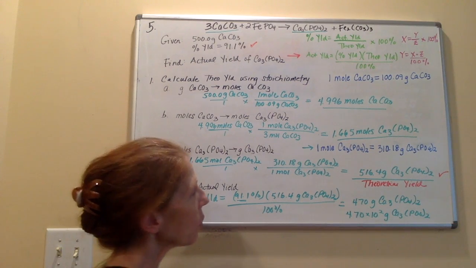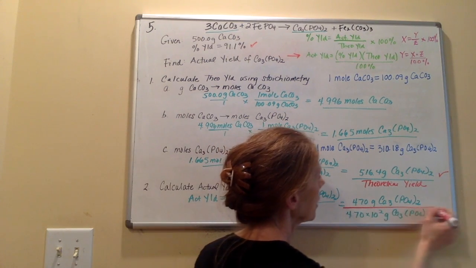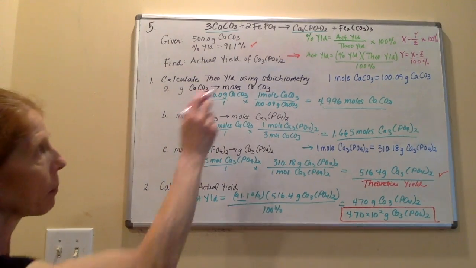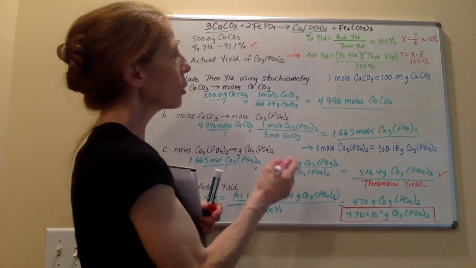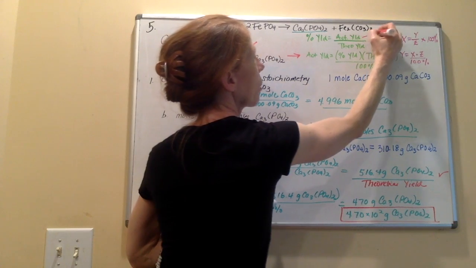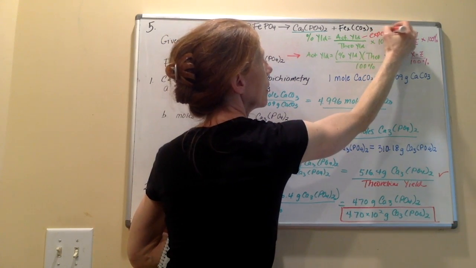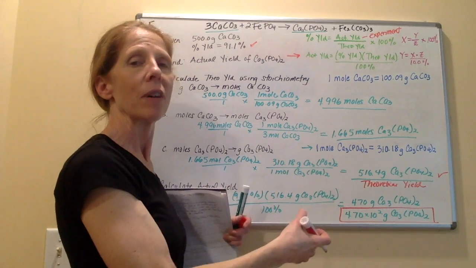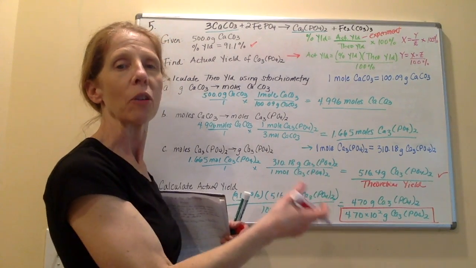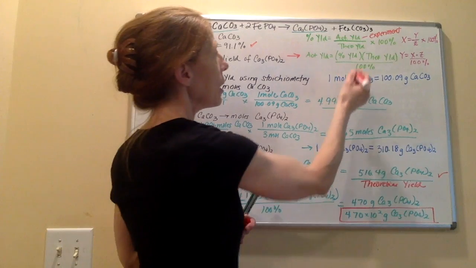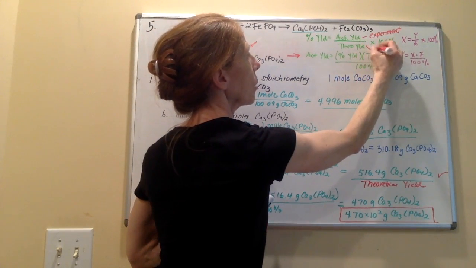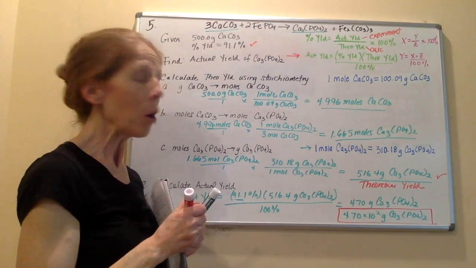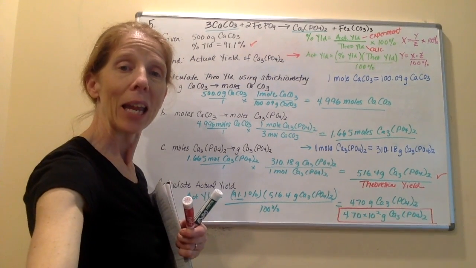Now, one thing you want to make sure that you understand when you're talking about these yields: in my percent yield formula, actual yield is gained through experimentation. It's an amount that you actually gain through some kind of procedure. Your theoretical yield is always determined through calculations. So that's how you can differentiate between the two. Hopefully that helps. That's the answer to number 5, and we'll talk to you soon.